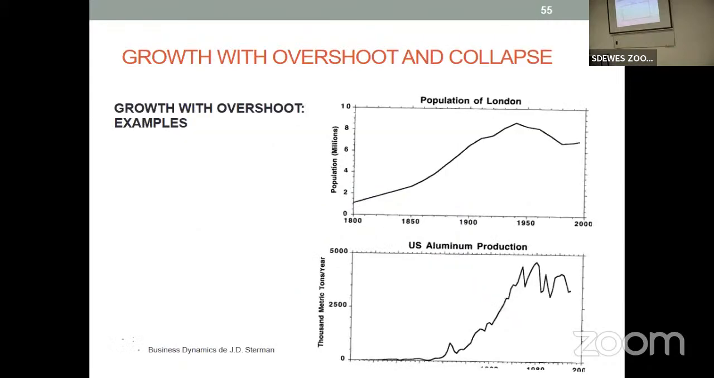Well, these are some more or less real examples from the same book, from Sterman. This is the population of London: increase, then reach a maximum, and then decrease. Aluminium production in the United States: increase, and then decrease. This can be similar to the peak of aluminium in the United States, maybe.